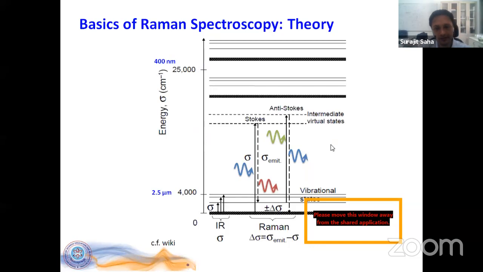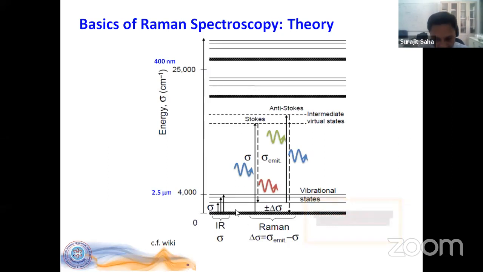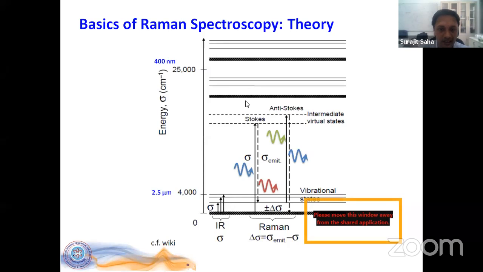Now, if we talk about what happens in the process, I drew a picture in the beginning to show the transitions between the various levels. Here I'm drawing the different electronic states. These very thick lines correspond to the electronic states of the system, whether I'm talking about a molecule or a crystal. So this is the ground state, this is the excited state, and this is another excited state.